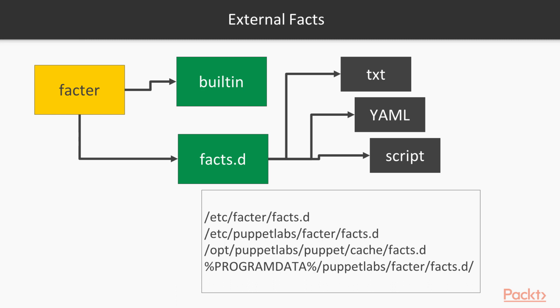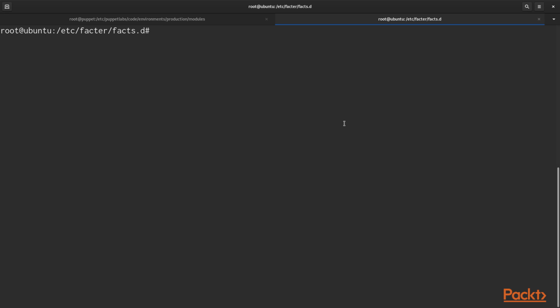And in those directories, there can be files of type text, just .txt, files of type YAML, which would have the extension .yml or .yaml, or executable scripts. So it doesn't really matter what the extension is, but any script, as long as it's executable. So let's go look at what the text example would look like.